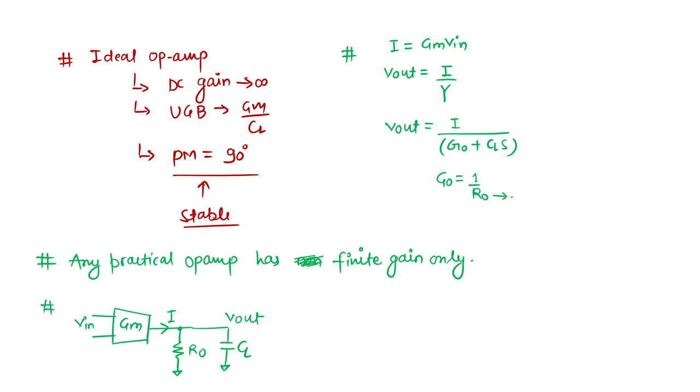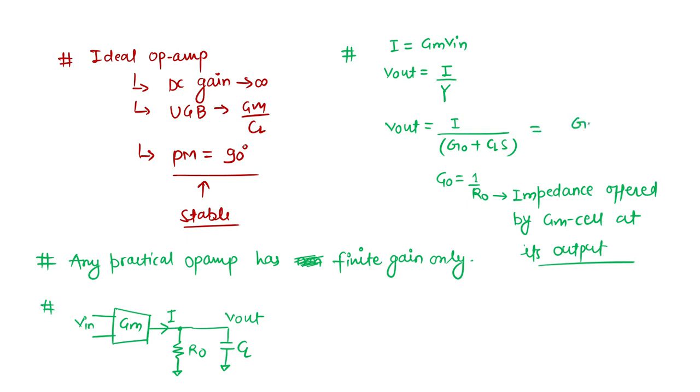And what is R naught? It is the impedance offered by the GM cell at its output. So ideally we considered the gain to be infinite, but here we will see that the gain is not infinite. So what exactly is it? It is GM V in by G naught plus CLS. So what transfer function comes from here?